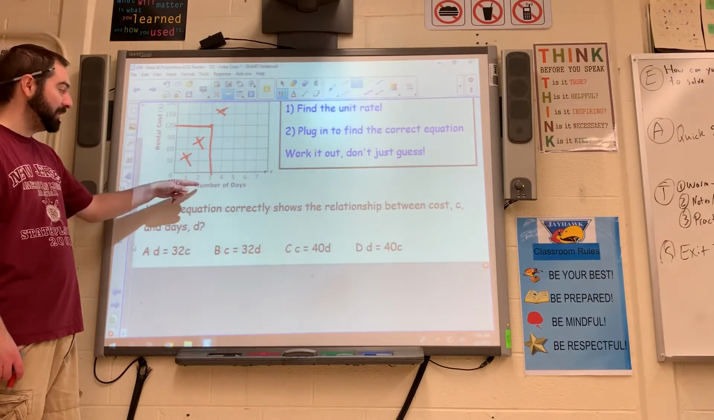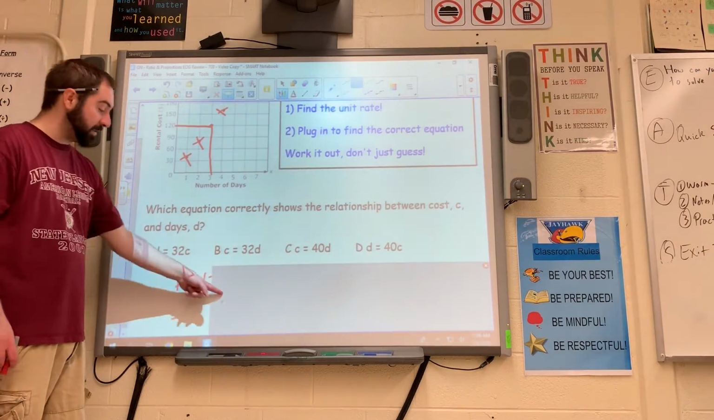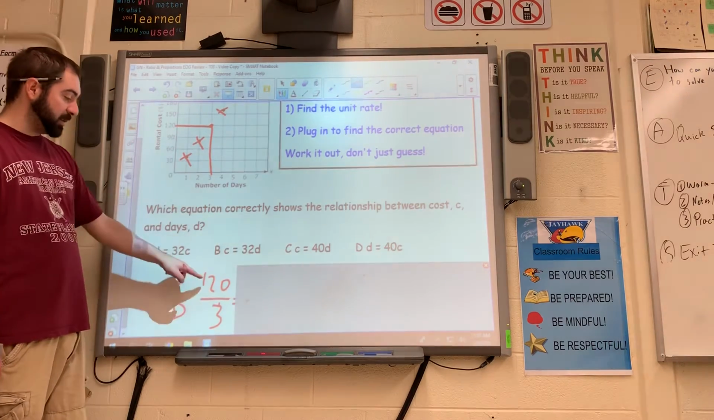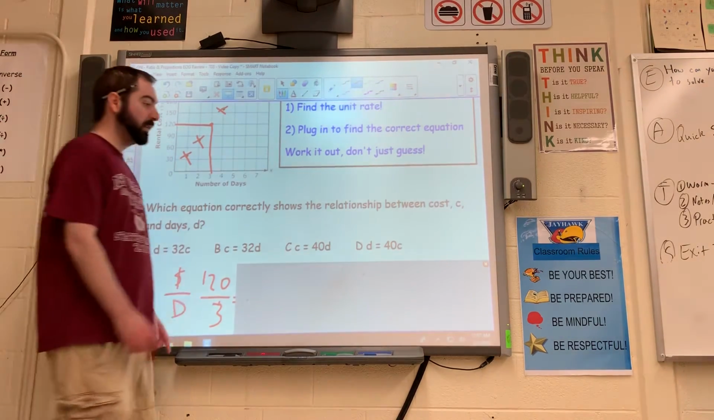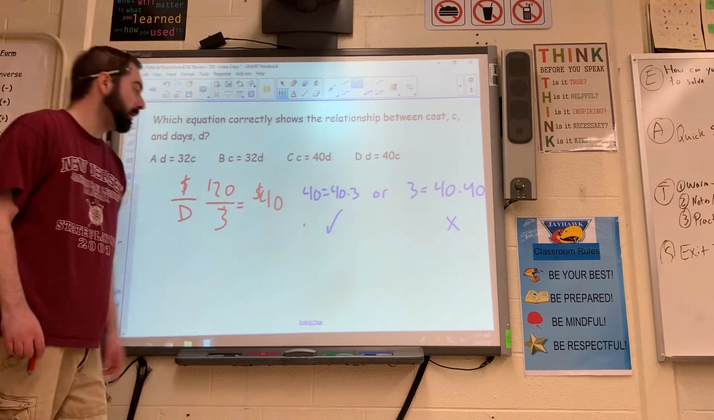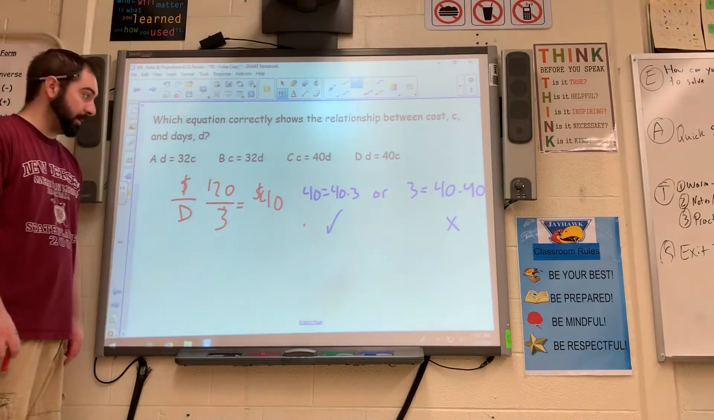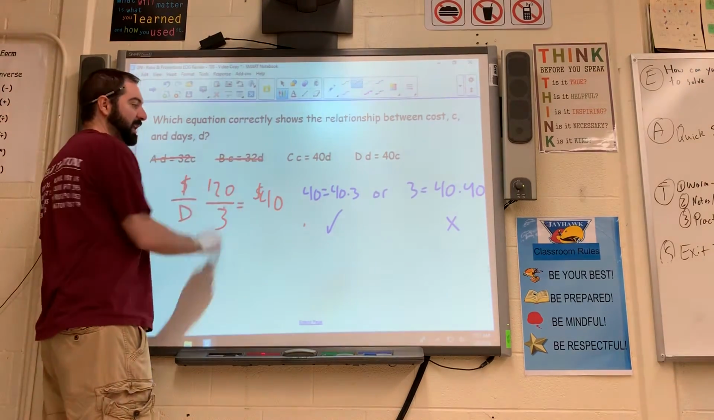So they're comparing the cost to the days. So again, I know that it's dollars divided by days. That point that I picked is $120 for 3 days. So from there, we've got to cross multiply and solve. Well, when we do that, we know that 120 divided by 3 is 40. But there are 2 answer choices that have 40.